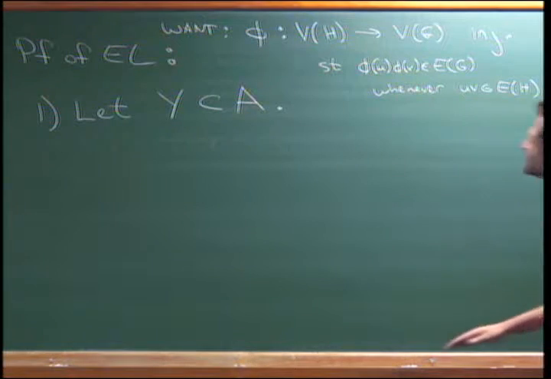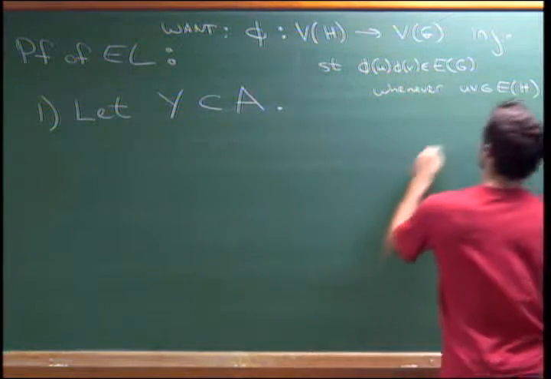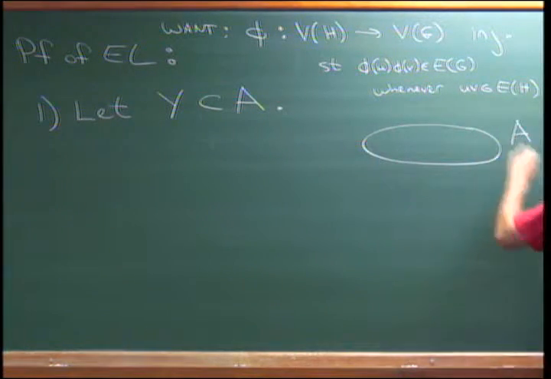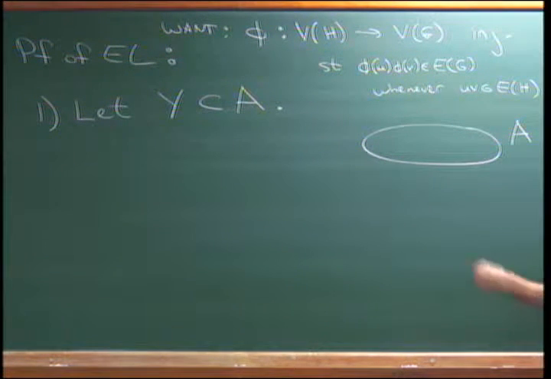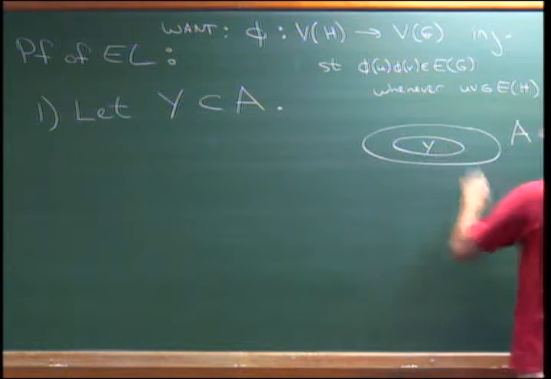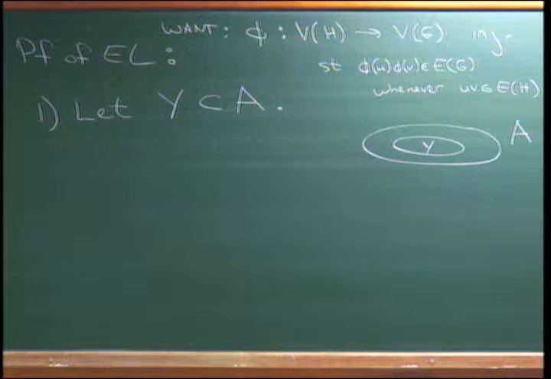I hope. Okay, so we have our set of vertices A in G, which has this nice property, and we pick a subset of them, we make that Y. And now we want to pick X.